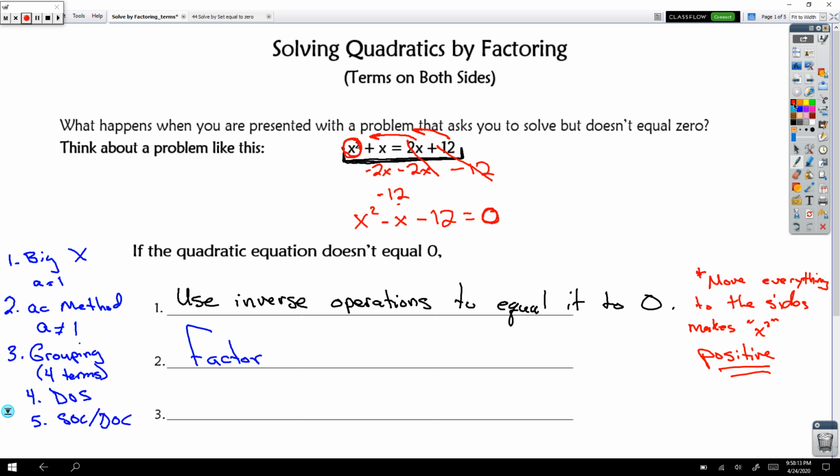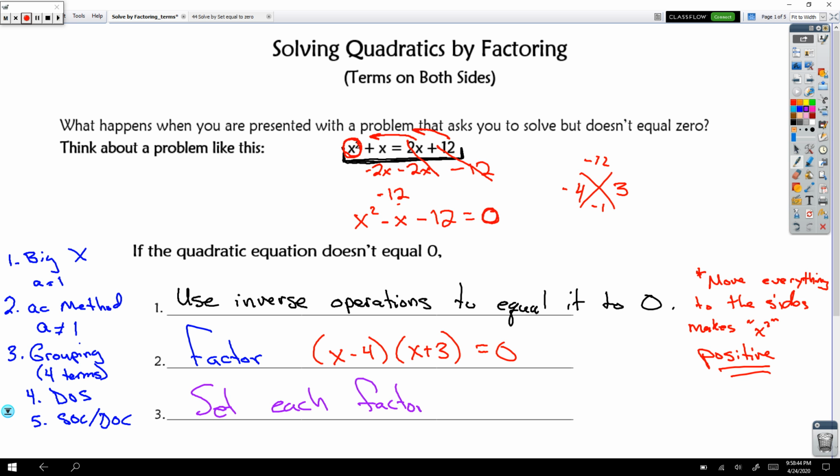And the final step, once I have it factored, right, so my factors would be something like x, if I think about this problem up here, right, factors of negative 12 to add up to negative 1, that would give me negative 4 and positive 3. So my factors would be x minus 4, x plus 3. So that's an example of big X, right? Then my final step would be to set each factor equal to 0. And then solve it.